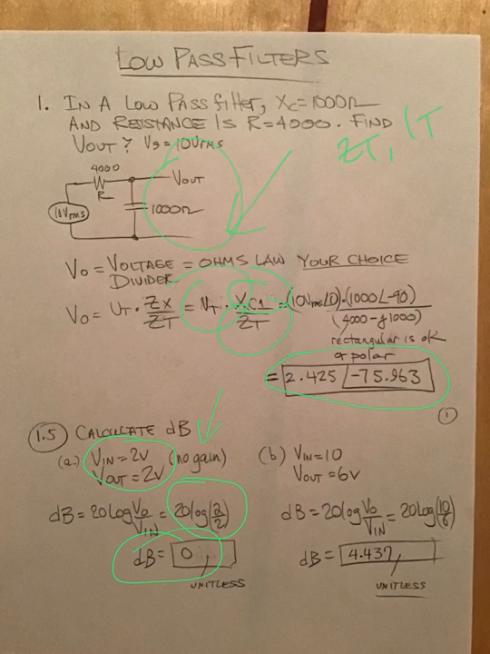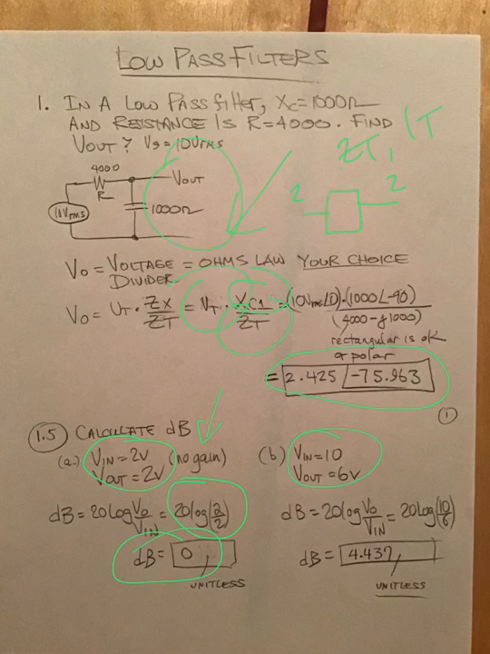0 doesn't mean you have nothing. It means that what you put in is what you get out of the filter. So here you go. You fed 2 volts in, you got 2 volts out. That's a beautiful thing. No gain, but no loss.